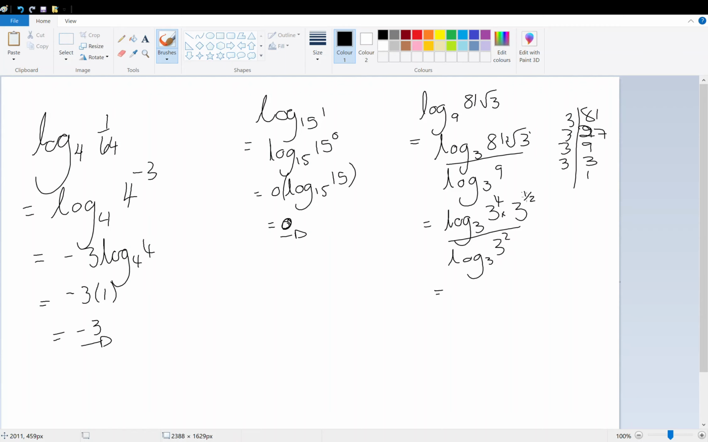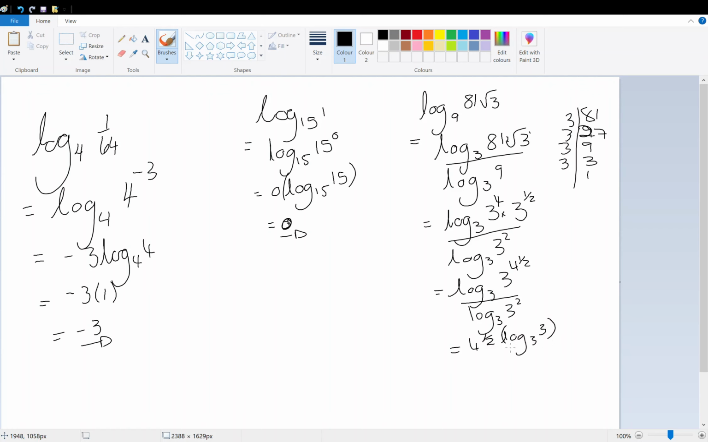Now, when I multiply, this is exponential laws. When I multiply, my bases are the same, so I add my powers. So I've got log base 3, 3 to the power of 4 and a half. At the bottom, I have log base 3, 3 squared. Now, my powers become my front numbers. So it's 4 and a half log base 3, 3.